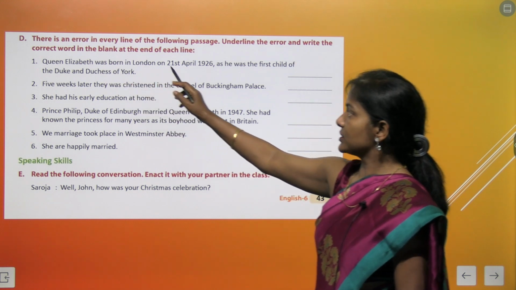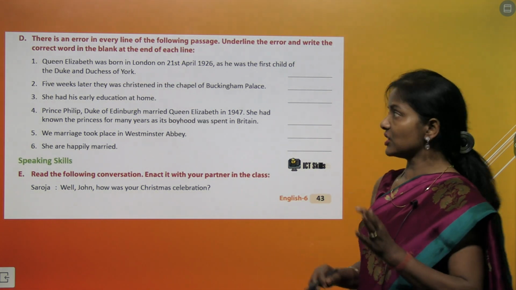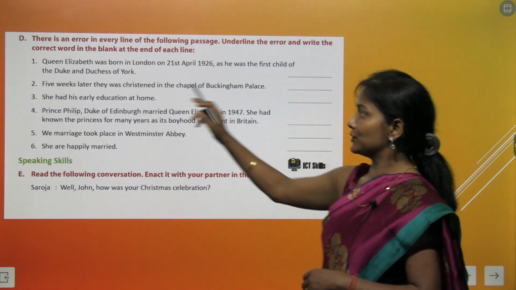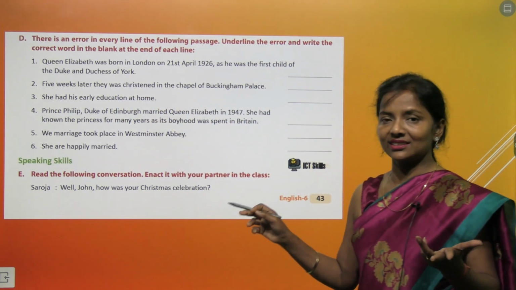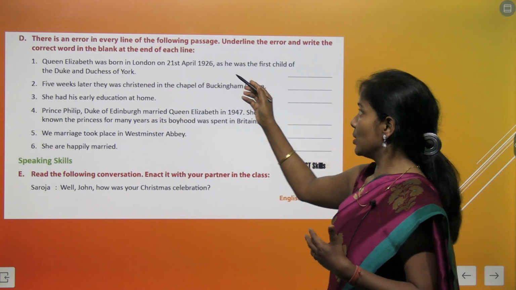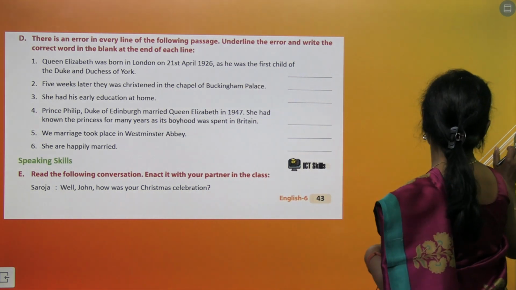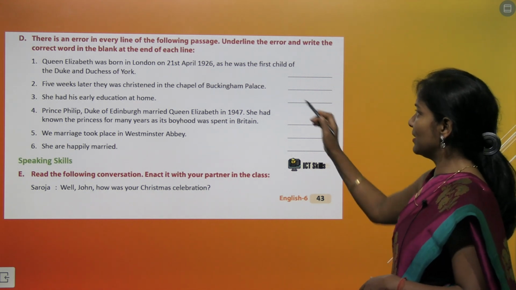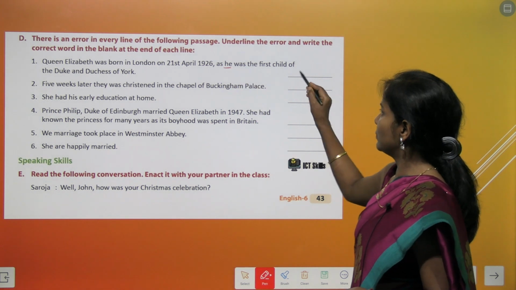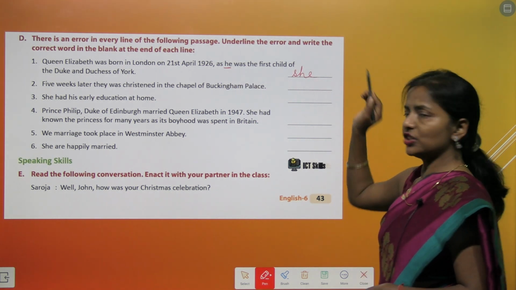Queen Elizabeth was born in London on 21st April 1926, as he was the first child of the Duke and Duchess of York. What's the error here? We are talking about the Queen. How can we write he? So, he is the error here. So, we have to underline the error and we have to write the correct word, she.